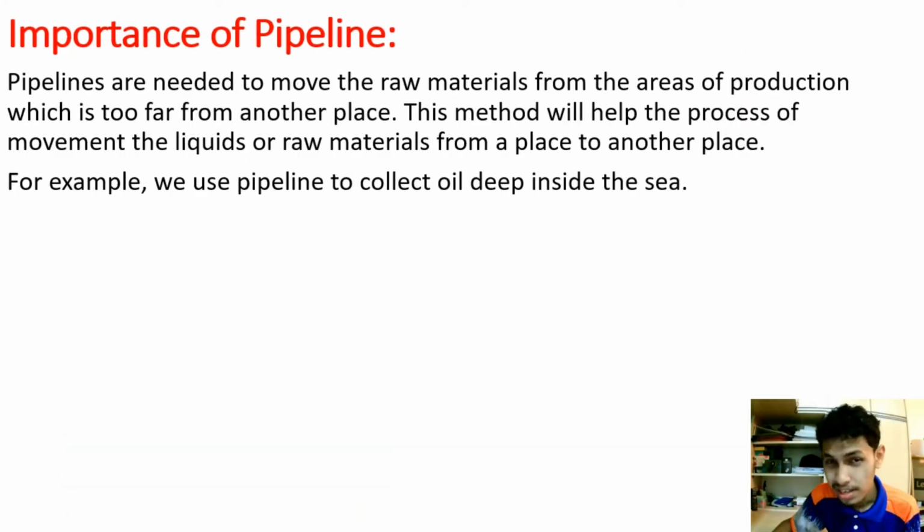Alright, so what is actually the importance of pipeline logistics? As we can see right here, pipelines are needed to move raw materials from areas of production which are too far from another place. So this method will help the process of moving liquid raw materials from one place to another place. For example, we use pipelines to collect oil which is deep inside the sea.